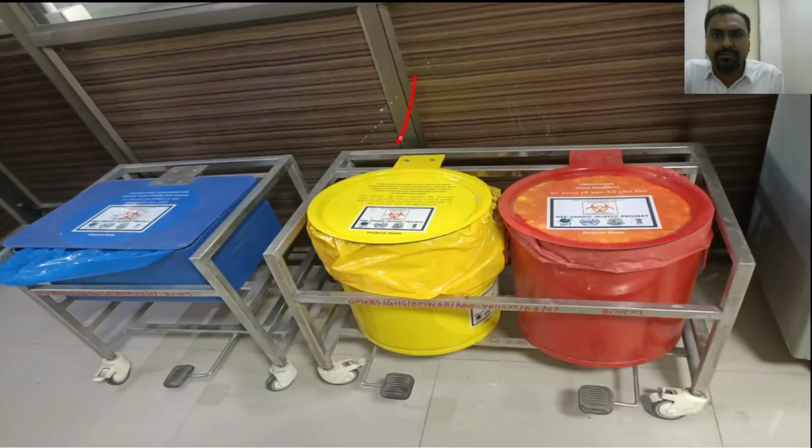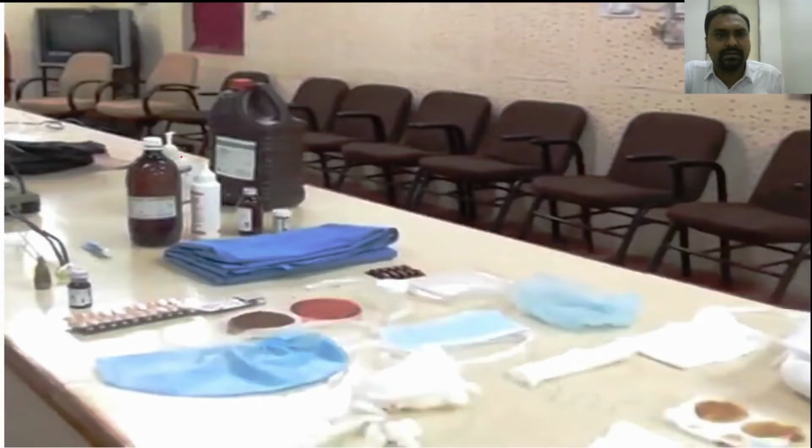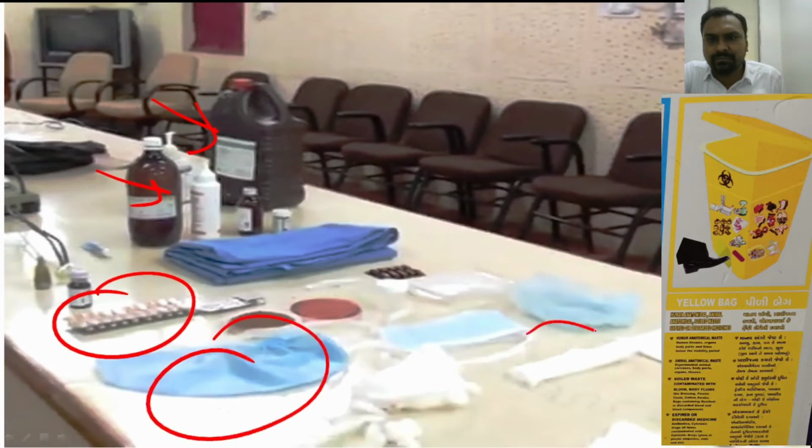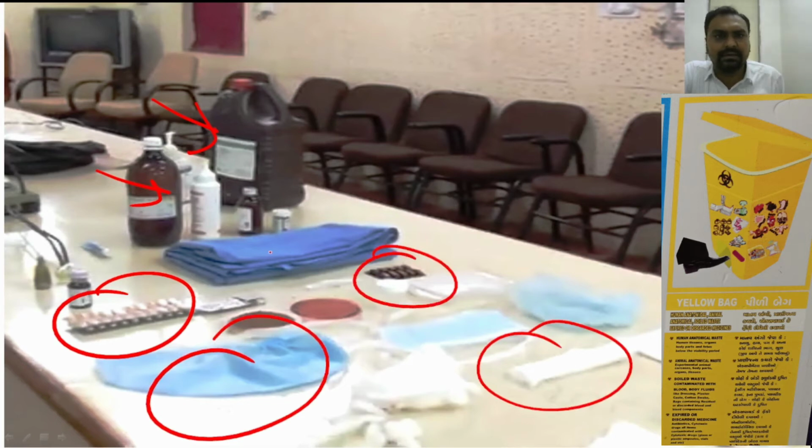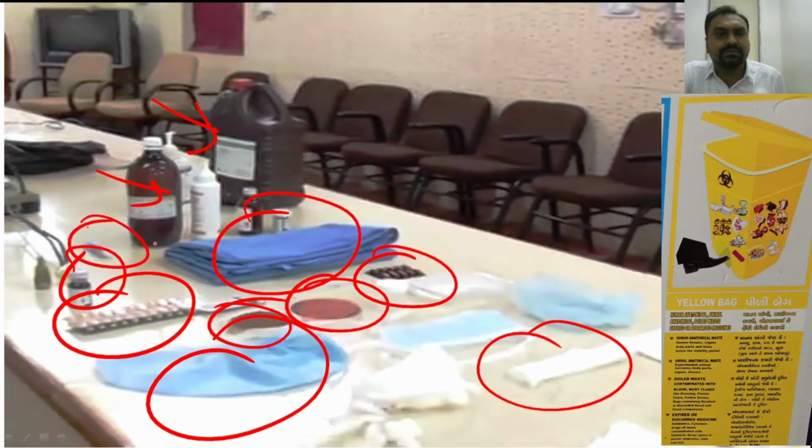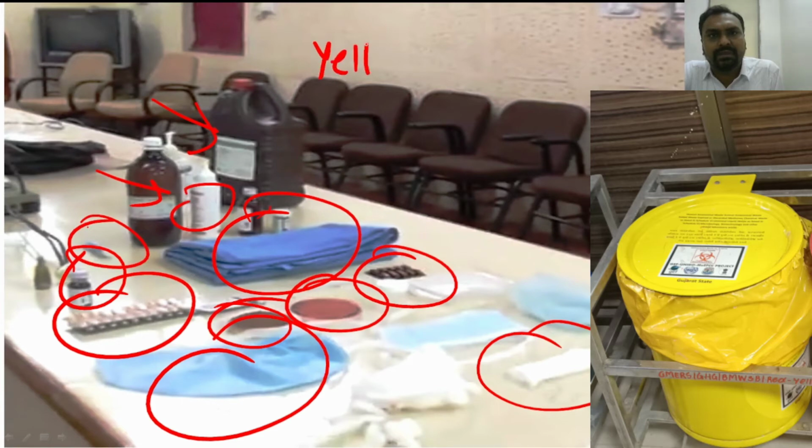Okay, this is a lab photo. This is showing a yellow bag, red bag and blue bag. So you can see here, this is a chemical waste, this is a discarded medicine, cap, gauze piece, discarded medicine, linen, blood culture plates, your vials, tubes, jelly, all have to be kept in the yellow bag.